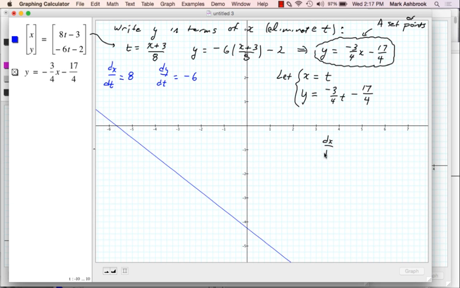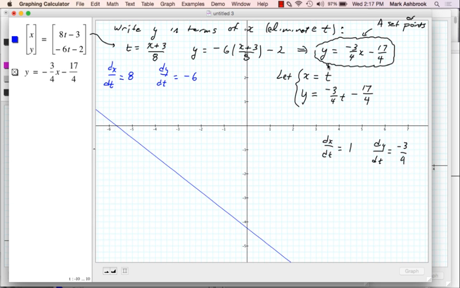So what's dx dt for this one? 1. Dy dt is? They represent the same set of points, but they have different derivatives with respect to t. But could you do a derivative with respect to both x and y that would be the same? So dy dx is y with respect to x. t wouldn't be involved.